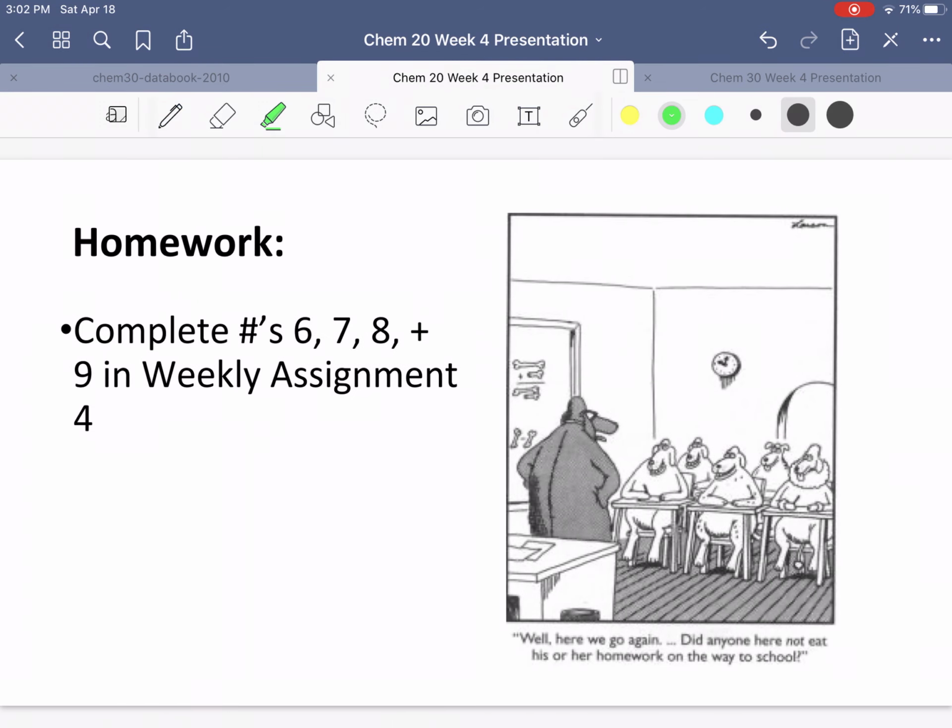Homework. I want you to work on, please, number 6, 7, 8, and 9 in your weekly assignment. So you have 4 more questions that you can do before you move on to the next podcast.